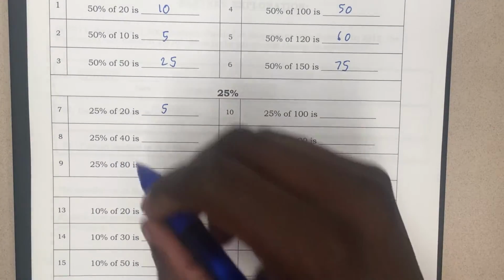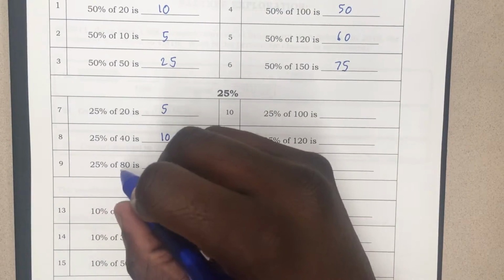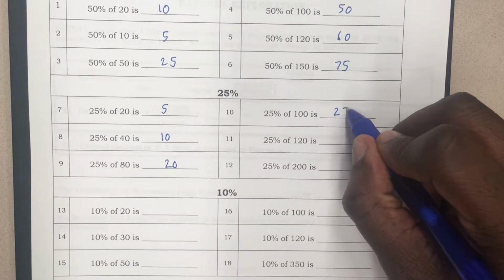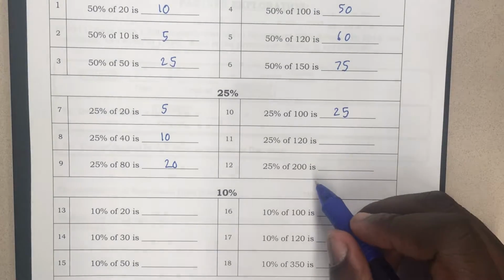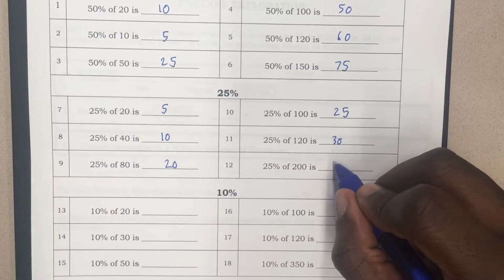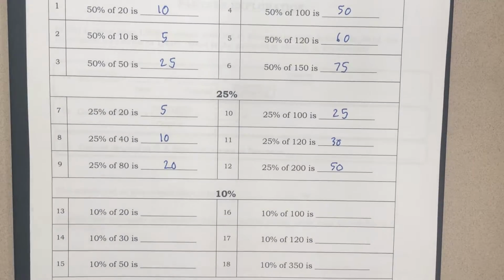25% of 40 divided by 4 is 10. 25% of 80, that's 20. 25% of 100, that's 25. 25% of 120, oh, that's got to be 30. And 25% of 200, that is 50.